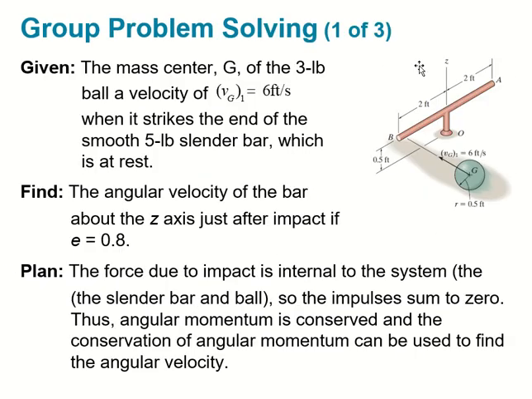You have a mass under gravity, 3 pound, it's your ball right here, and the velocity is given to you, 6 feet per second. We're in the British system. Some people call it English, and that's fine too. So when I strike, at the end of the smooth 5 pound slender bar right here, which is initially at rest, we want to try to find the angular velocity of the bar, not the ball, but the bar, about the z-axis, just after the impact, where e is 0.8.